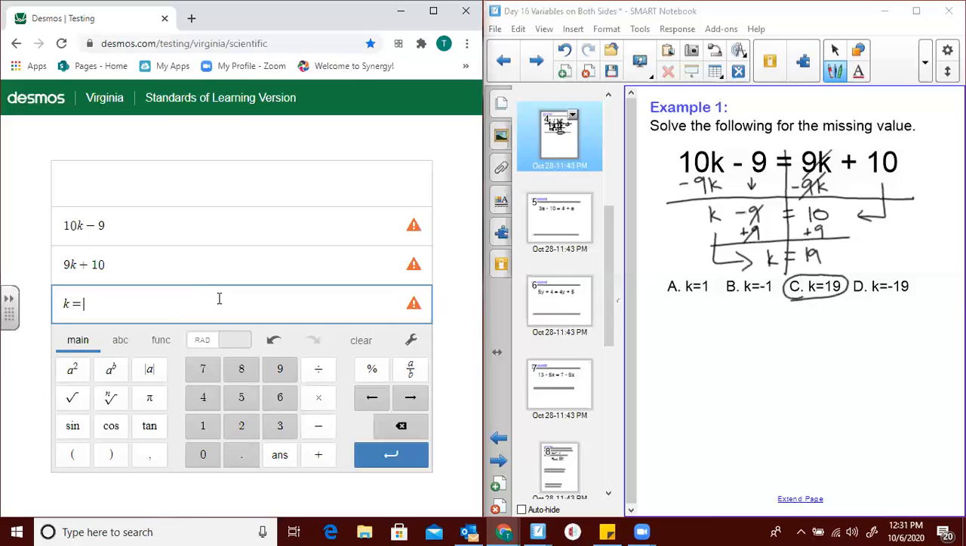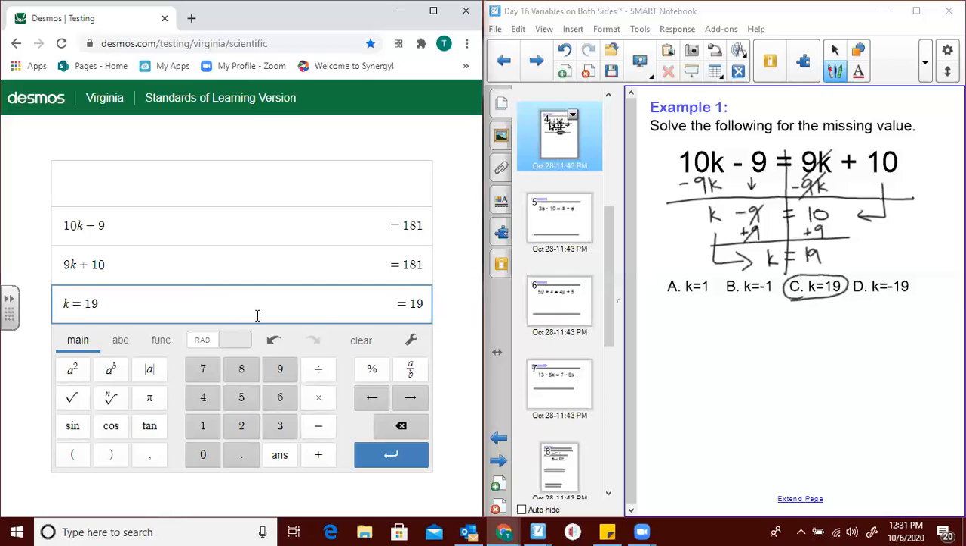Try A, 1. So you see that my left-hand side of my equation gives me a 1, and my right-hand side gives me a 19. Well, I need these two values to be equal. So now I'm going to do k equals -1. You'll see that the left-hand side, my top expression, gives me -19, and the right-hand side, my bottom one, gives me a +1. These are not the same.